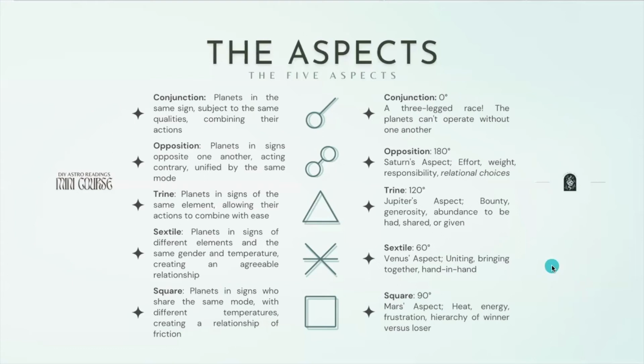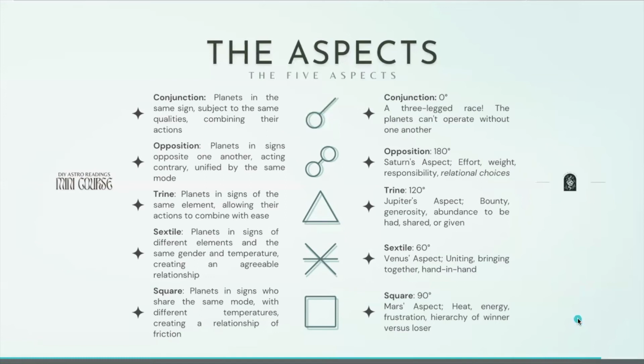The next aspect is sextile, and that is Venus's aspect. This is when planets are 60 degrees from one another, which puts them in signs of different elements, but the same gender and temperature, and that creates an agreeable relationship. How my teacher described it was like holding hands. It's a very harmonious relationship between the two planets, but it's not as automatic or impressive as the trine's beneficial relationship.